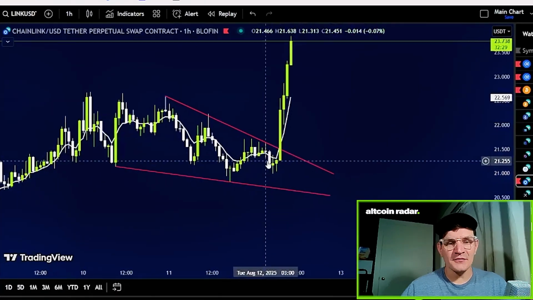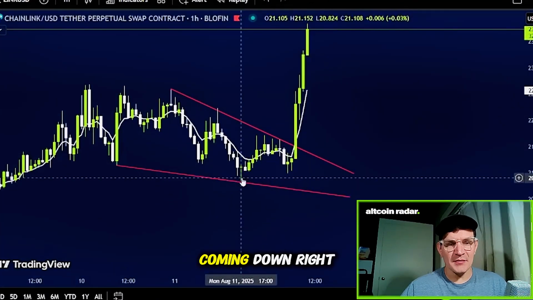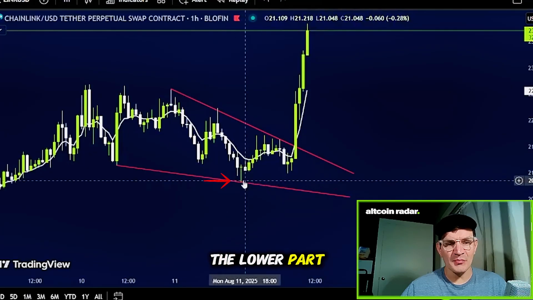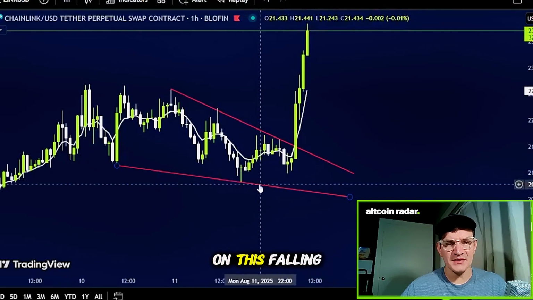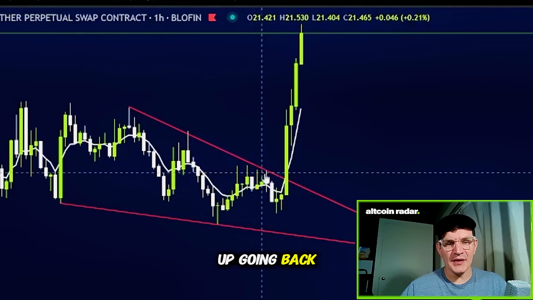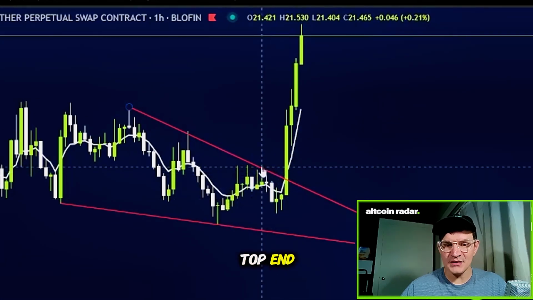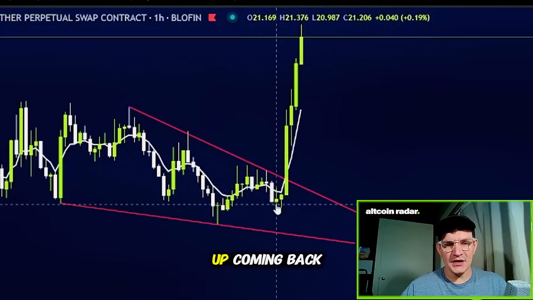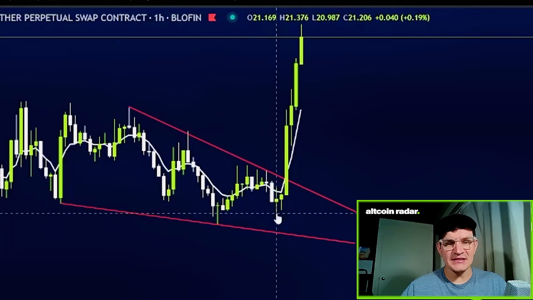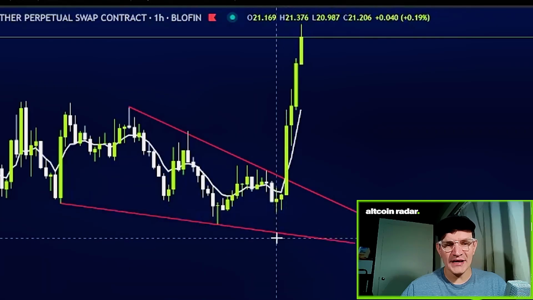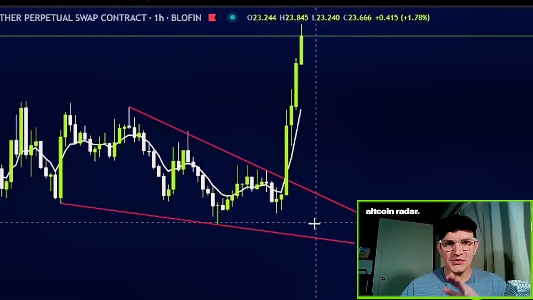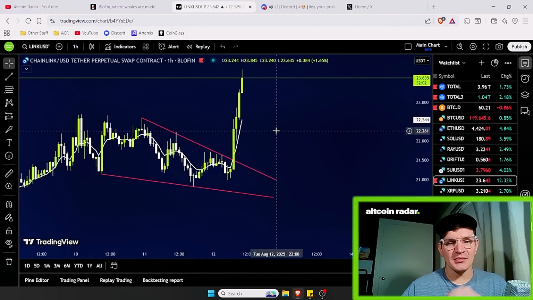So we've got our falling wedge right here. We ended up coming down right here and creating the lower part of the support on this falling wedge. And we ended up going back up to try to retest the top end of the falling wedge right in here. And we ended up coming back down, but as you guys can clearly see, price action did not go all the way back down to the bottom of the falling wedge once again, all right? That's going to tell you right there that momentum is starting to pick up, all right?